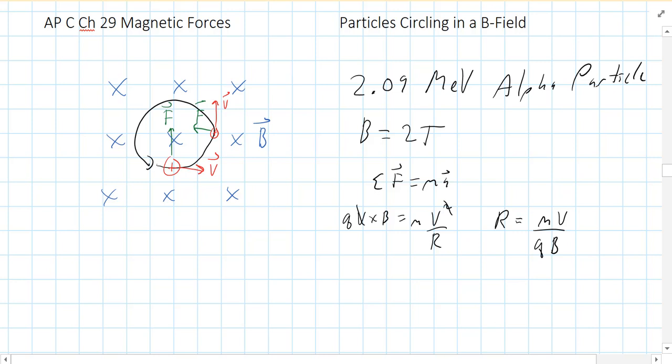Now, I've got the B, all right. I don't have any of the other 3 letters up there, right? I don't have m, v, or q. So let's start with q. What is an alpha particle?